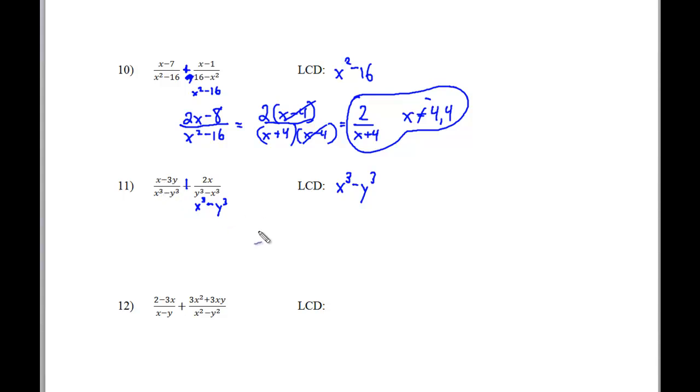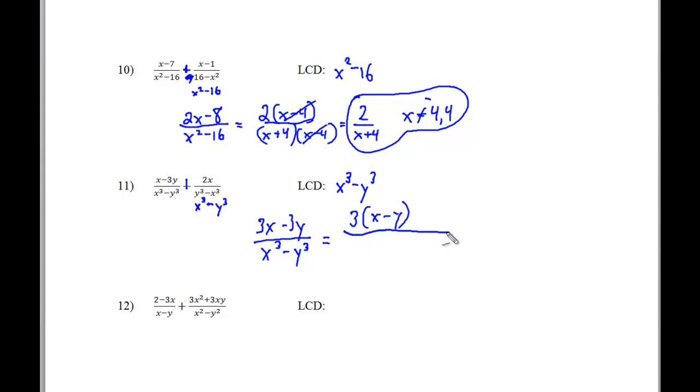The numerator is 2x and x is 3x. And then the minus 3y goes right here. And this is over x cubed minus y cubed. Now what's important about this is that we can simplify out of the numerator a 3. So we get x minus y.